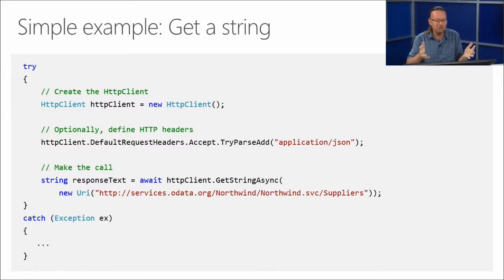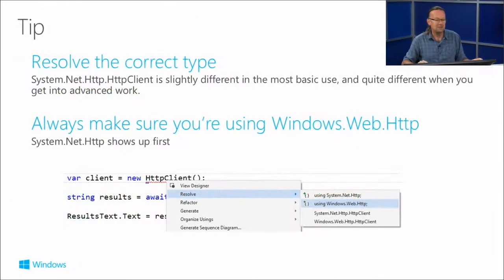And then, if you want to get a string, like if it's a service that returns JSON or XML or something, you can just call httpClient.GetStringAsync. That's it. That's as simple as it is.